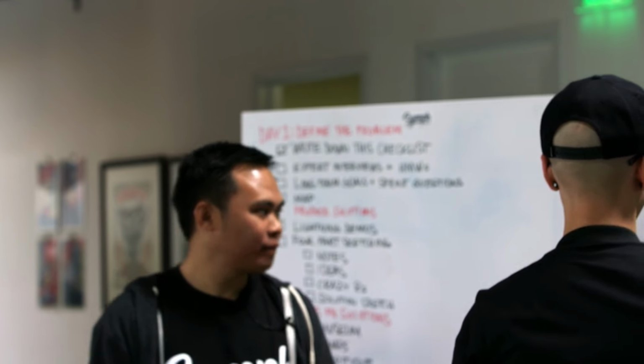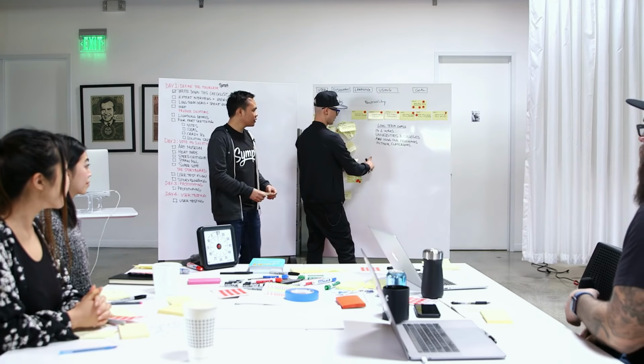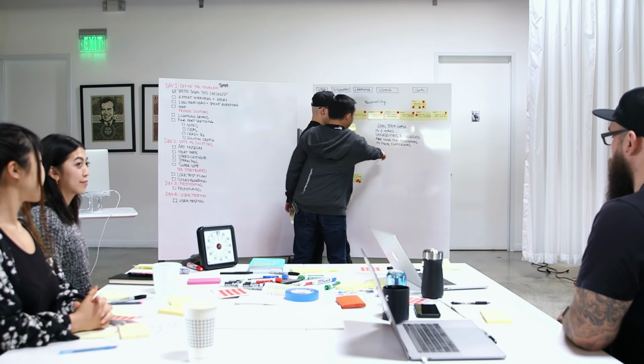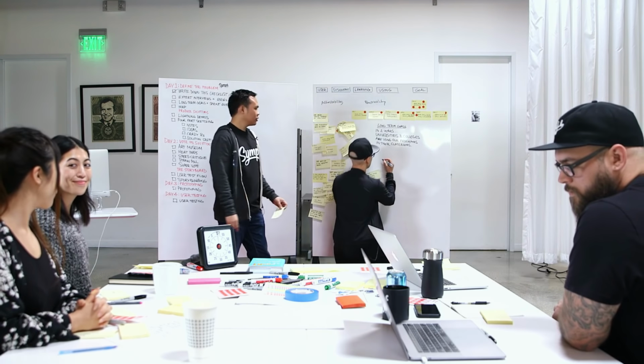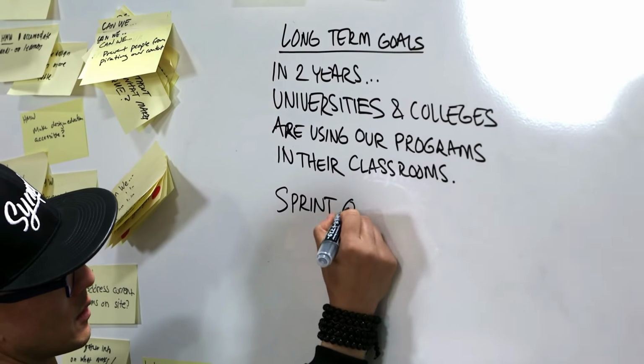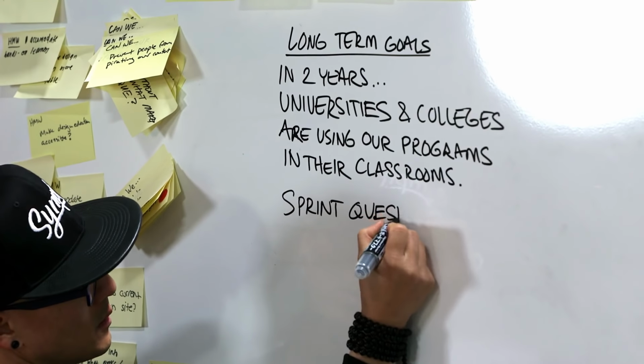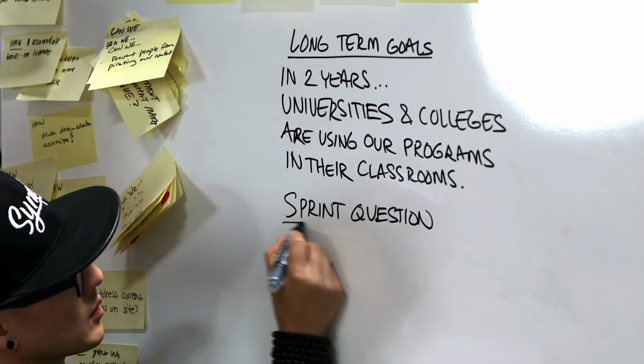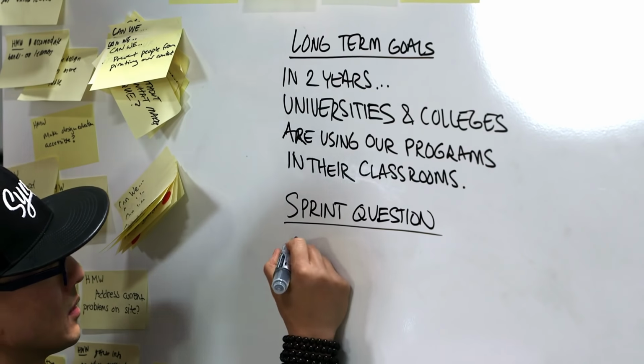I only wrote the first one. Should I write the second one? Yes, the second one. How do you want me to label that? So just put the sprint question. Okay. Yeah. You can also have up to 3 sprint questions, but for now we'll just use 1.